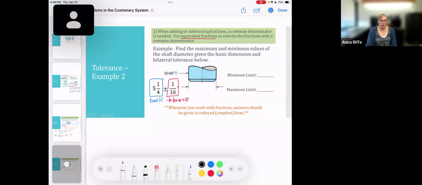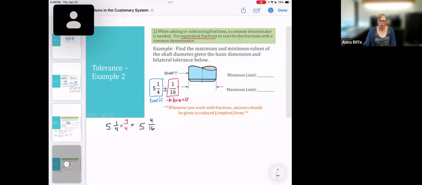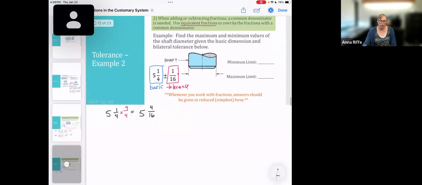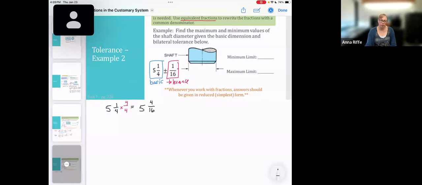I'm going to begin by just rewriting everything with a common denominator. Let's start with the 5 1/4 because that 4 is the smaller denominator. This one, I can multiply the numerator and the denominator by 4, and that gives me 16 in the denominator. And then both dimensions have a common denominator of 16. I think it's often easier to start there, which is rewriting everything with the denominator that I need.